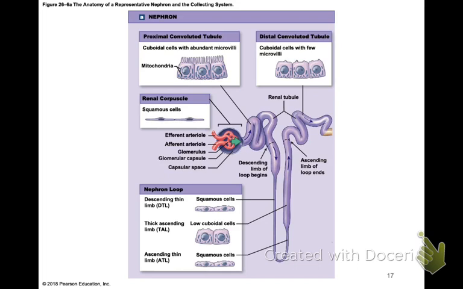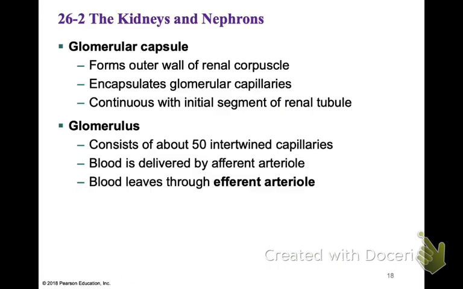So we have a proximal convoluted tubule. Convoluted means folded or twisted. So you can see how highly convoluted it is. That leads into what looks sort of like a trombone slide. That's called the nephron loop. That leads up back to a distal convoluted tubule, and that's the end of the nephron. From there, it's going to go into the collecting system.